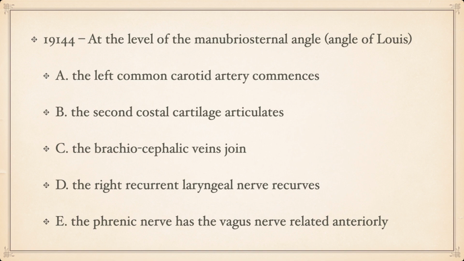D, the right recurrent laryngeal nerve recurves. If it said left, it would be correct because that would be happening at the same level as the ductus, but the right hooks around the subclavian to then run in the tracheoesophageal groove. And then E, the phrenic nerve has the vagus nerve related anteriorly. We know that the phrenic's anterior to the vagus.